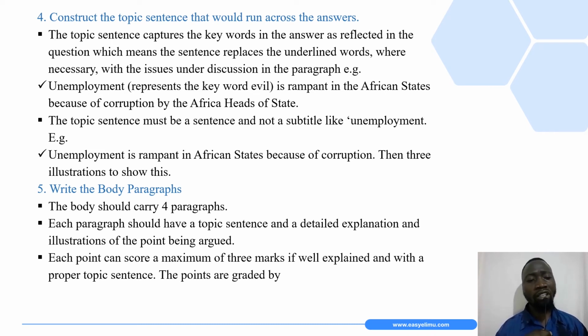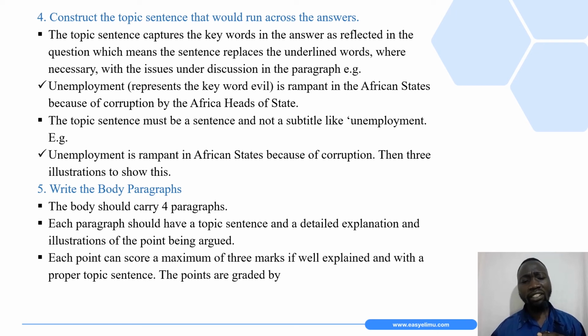So still talking about the body paragraphs, as we write them, remember that the body should carry 4 paragraphs, just like I had said, and each paragraph should have its topic sentence and a detailed explanation and illustrations of the points being argued. Another thing, just for your knowledge, is that each point can score a maximum of 3 marks, that is, if it is well explained and with a proper topic sentence.